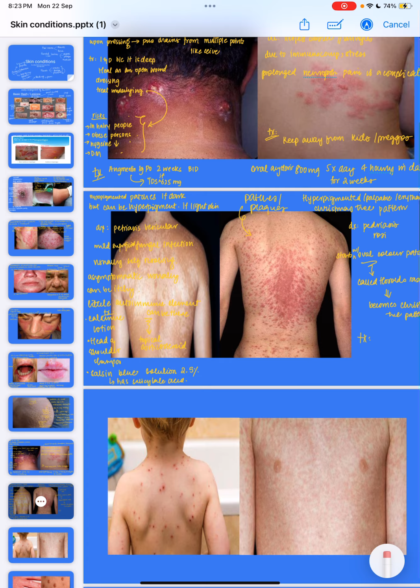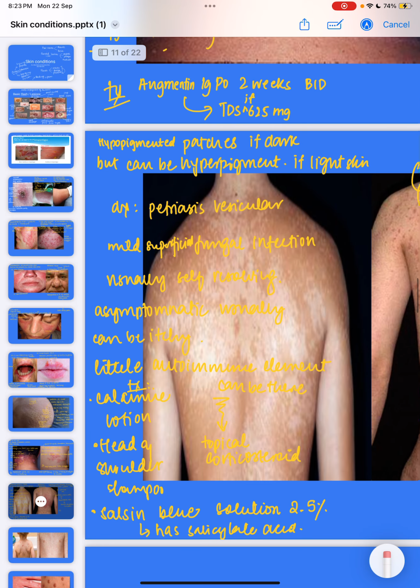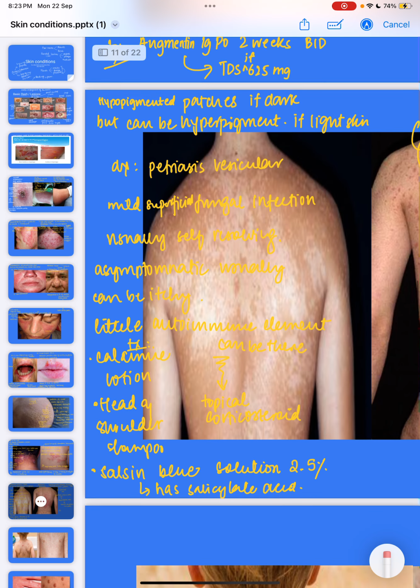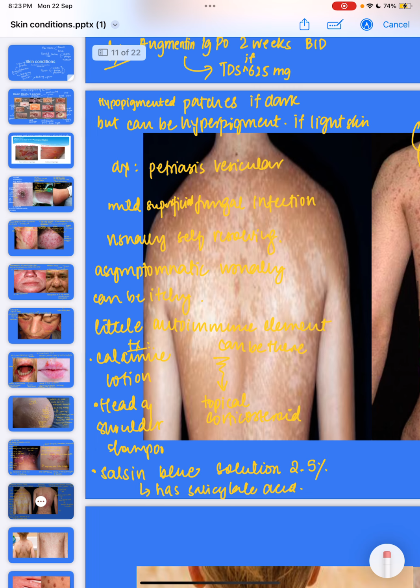And the diagnosis is pityriasis versicolor, right? So what does that mean? It means this is a fungal infection, and it's very mild, but it's usually self-limiting, and usually even asymptomatic, but it can be itchy. There can be a slight autoimmune feature present, for which we can give topical corticosteroid, but we usually give calamine lotion, or Head and Shoulders shampoo, and then we can give Selsun Blue Solution 2.5, which has salicylic acid in it.